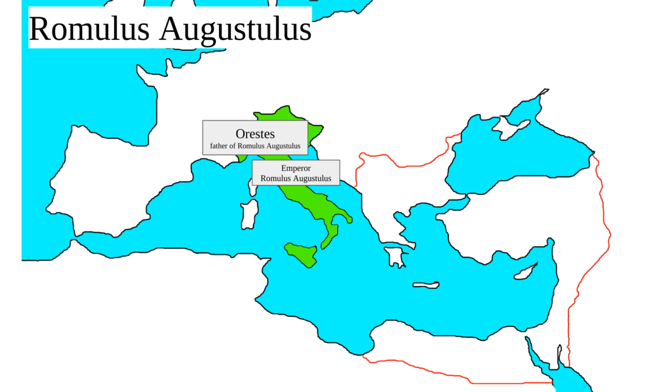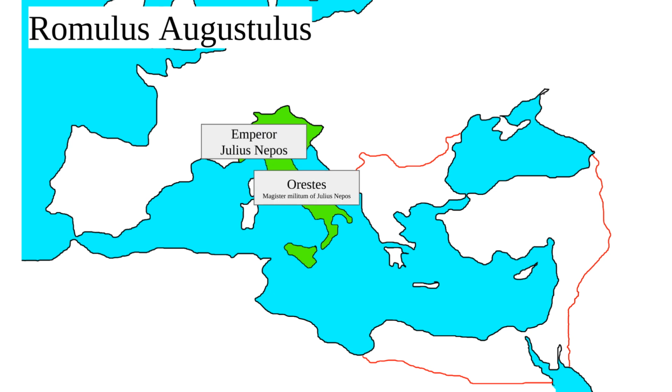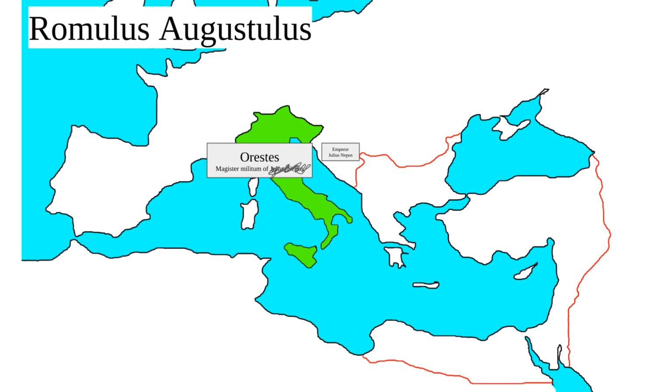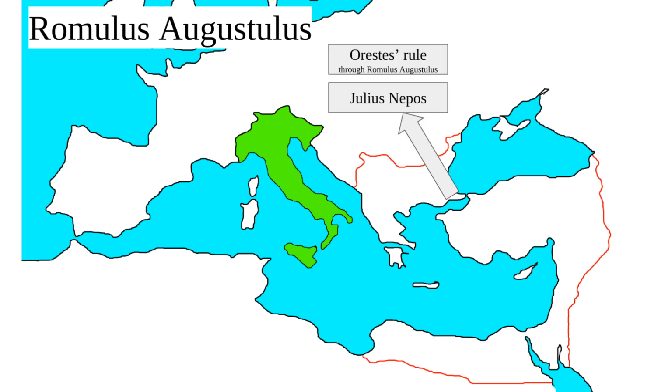The real power in Italy was his father Orestes. Before Orestes became the father of the emperor, he was the Magister Militum of the emperor Julius Nepos. Orestes dethroned Julius Nepos and then put his own son on the throne. But the only region he controlled was Italy. Julius Nepos was the emperor of the West, proclaimed by the East.